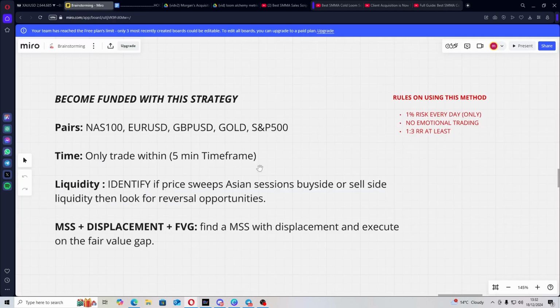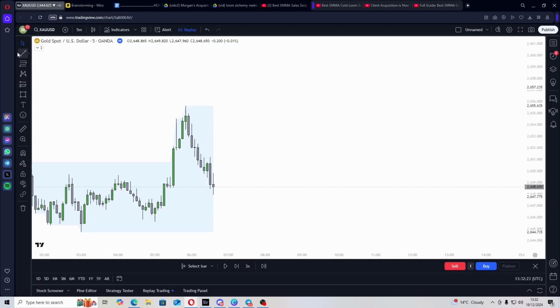So what we're going to be doing is trading this on gold. Today we're going to be trading on XAU USD, which is gold. All right, we only trade within a 5-minute time frame, and we need to identify if price sweeps Asian session buy side or sell side liquidity, and then we look for the reversal opportunity. So I'm going to show you exactly what I mean by this.